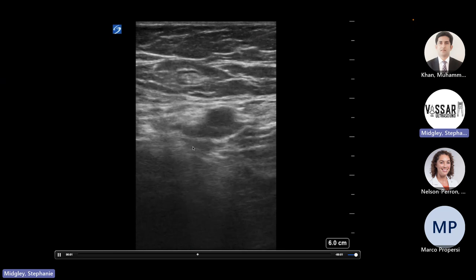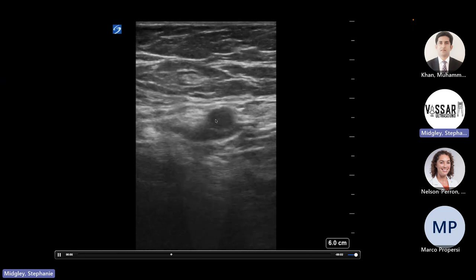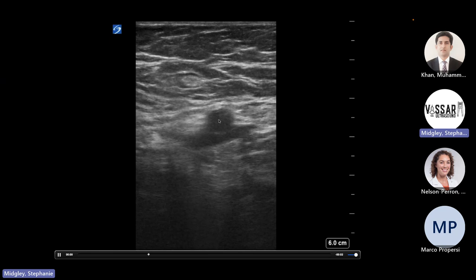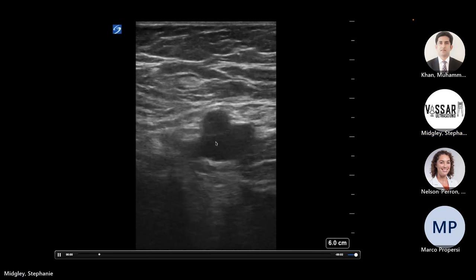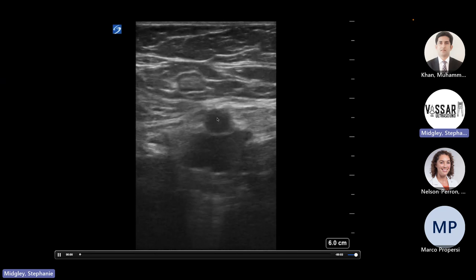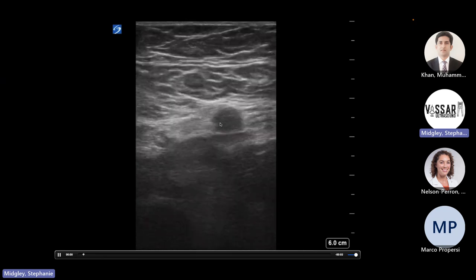So this is a DVT study. We're up by the mid thigh. So for a DVT study, you want to compress the vein enough so that it should completely collapse and disappear, and the artery should only start to slightly deform.